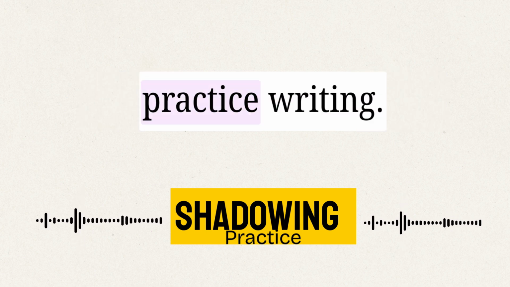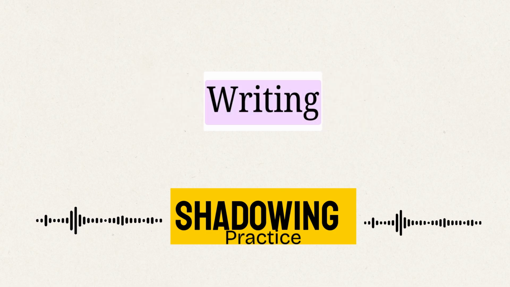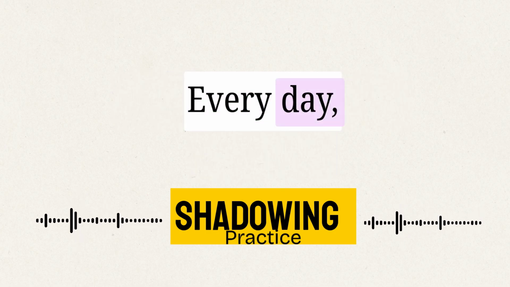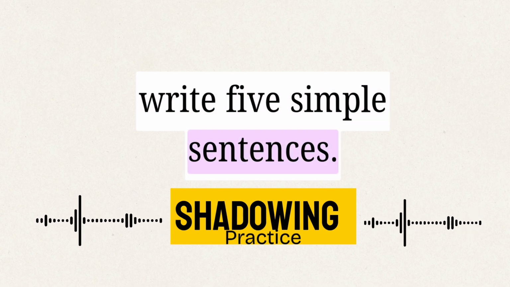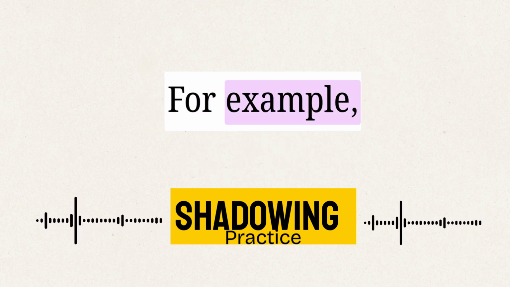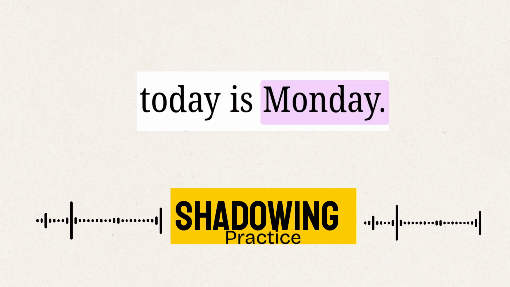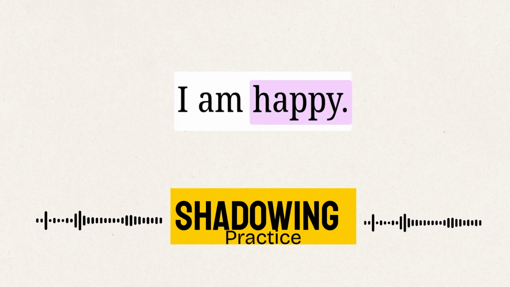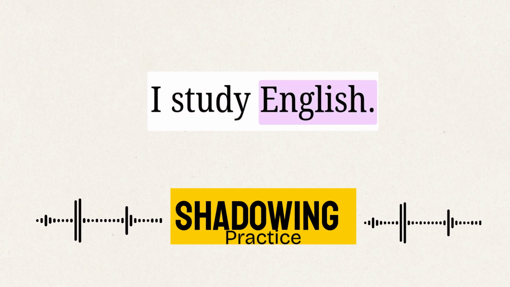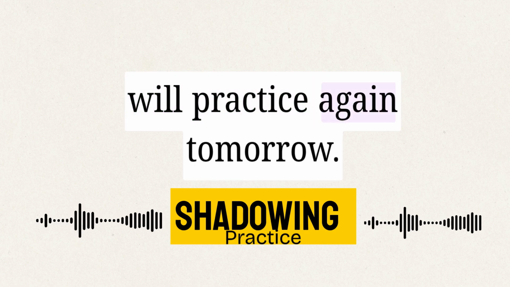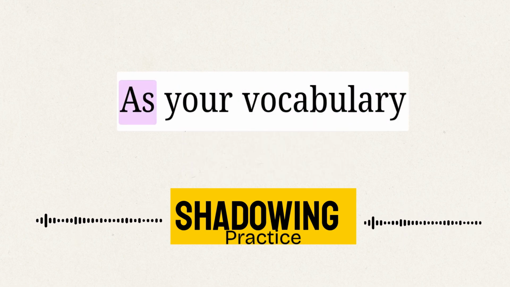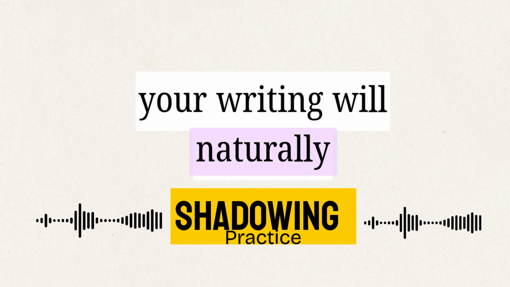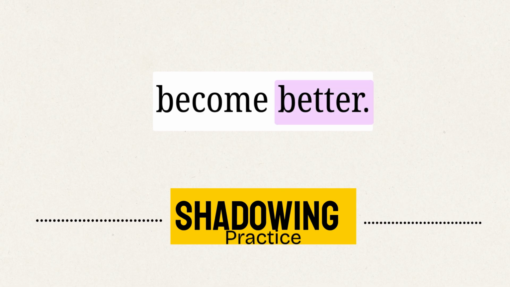Step 7. Practice writing. Writing helps organize your thoughts. Every day, write 5 simple sentences. For example, today is Monday. The weather is sunny. I am happy. I study English. I will practice again tomorrow. As your vocabulary grows, your writing will naturally become better.